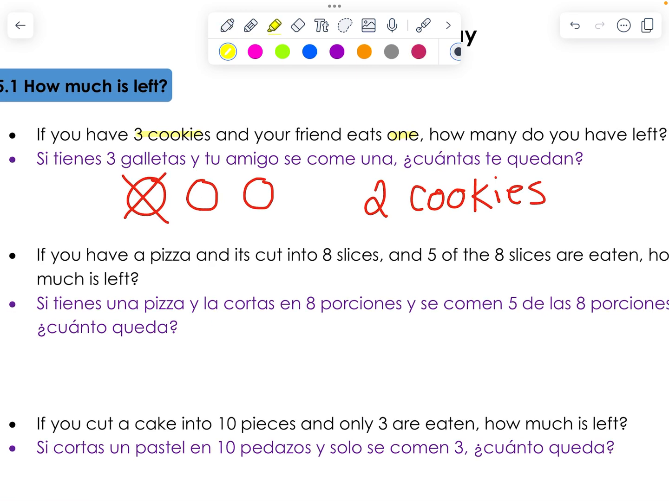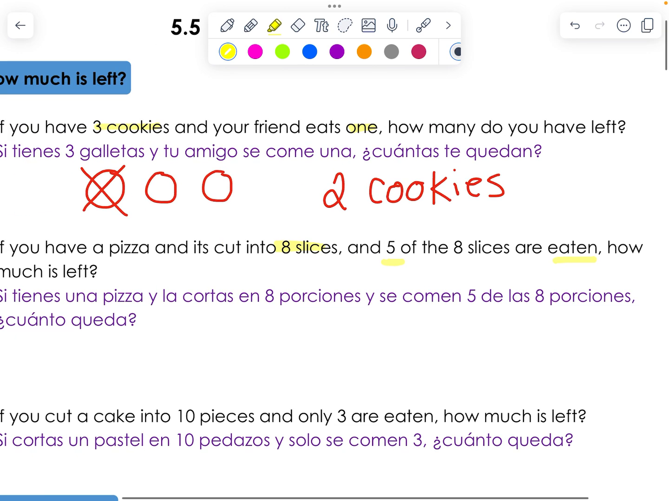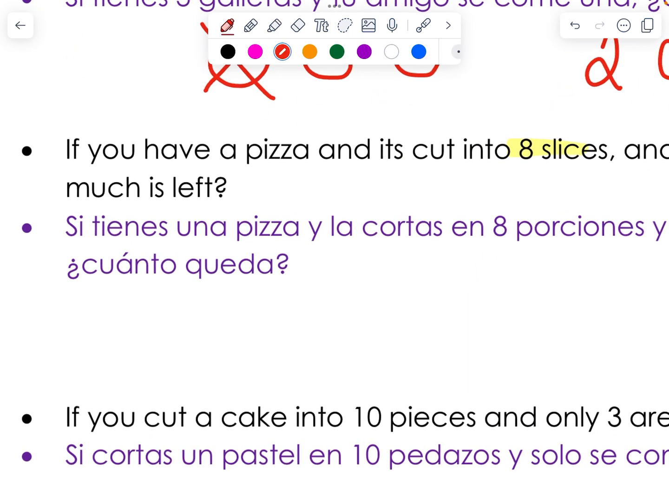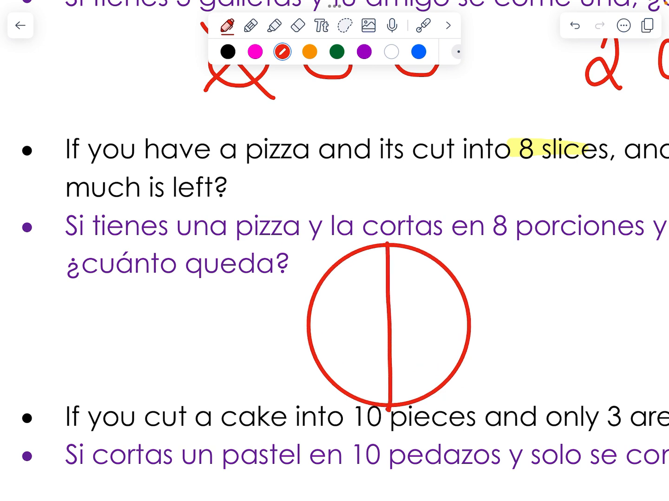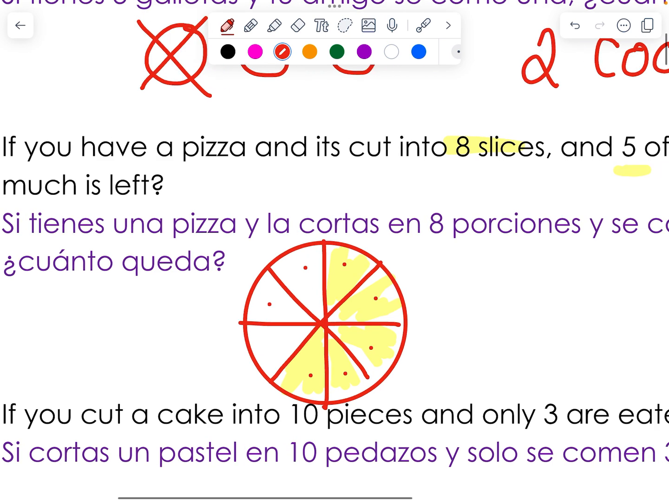Similar idea if you have a pizza and it's cut into 8 slices and 5 of the 8 slices are eaten, how many do we have left? So again, I'm going to draw you a picture. Circle for my pizza. We're going to cut it up into 8 slices. 1, 2, 3, 4, 5, 6, 7, 8. So if we eat 5 of them, so 1, 2, 3, 4, 5, these 5 are gone. We are left with 3 slices.